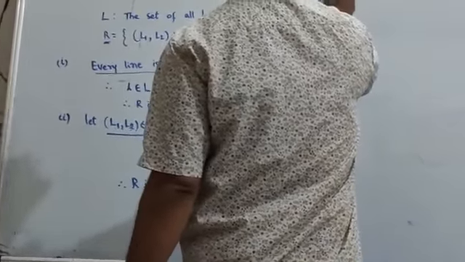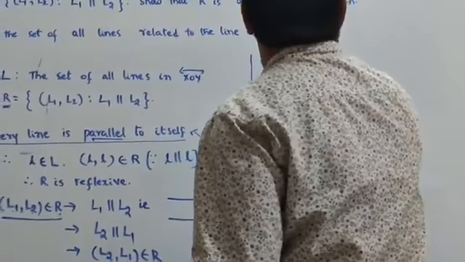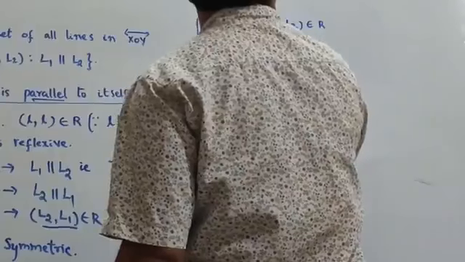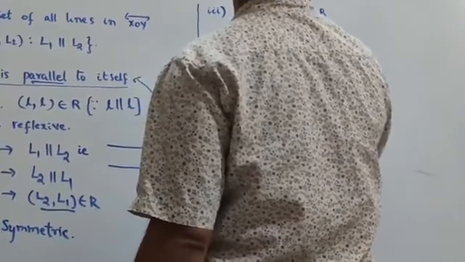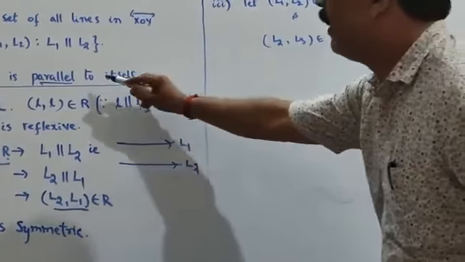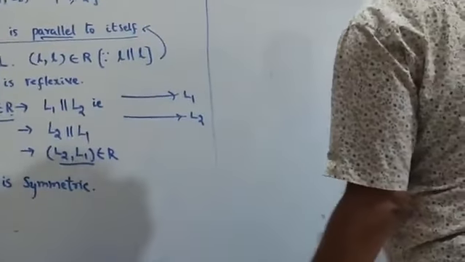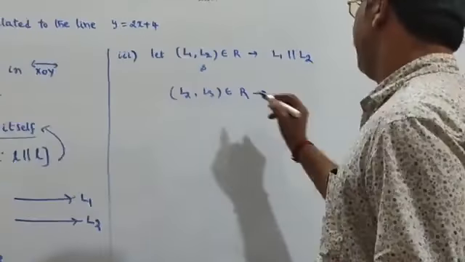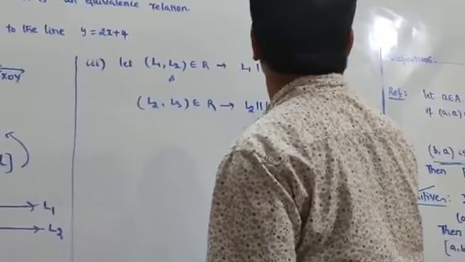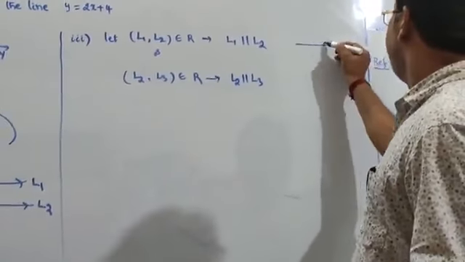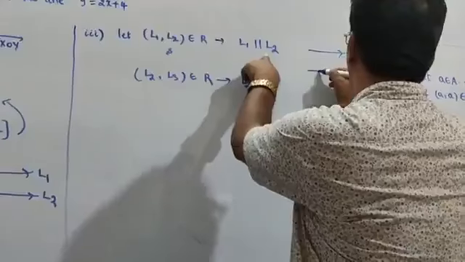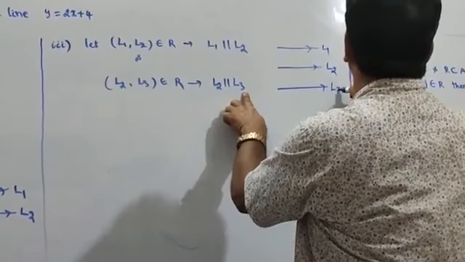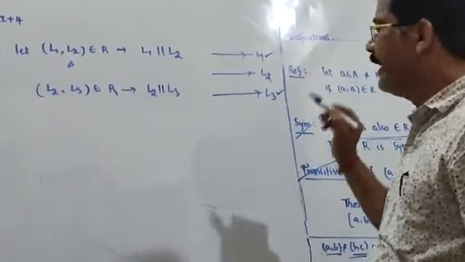Next, third one, transitivity. Let (L1, L2) belong to capital R, and (L2, L3) belong to capital R. According to the given hypothesis, meaning parallelism, L1 is parallel to L2, and L2 is parallel to L3. So clearly, L1 and L3 are parallel lines.